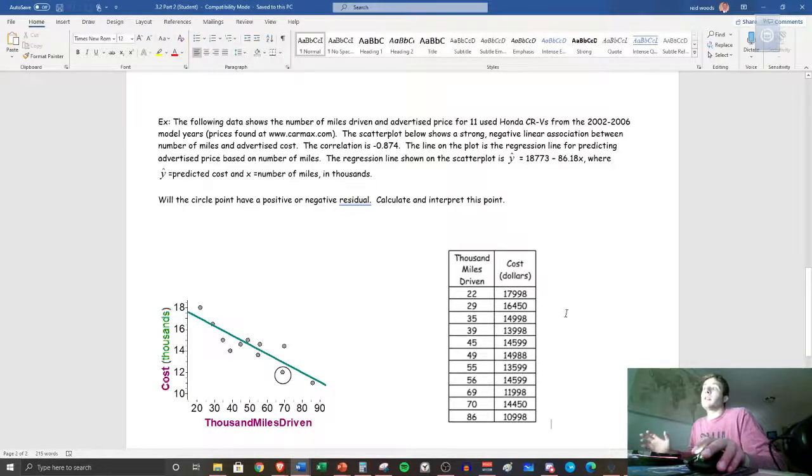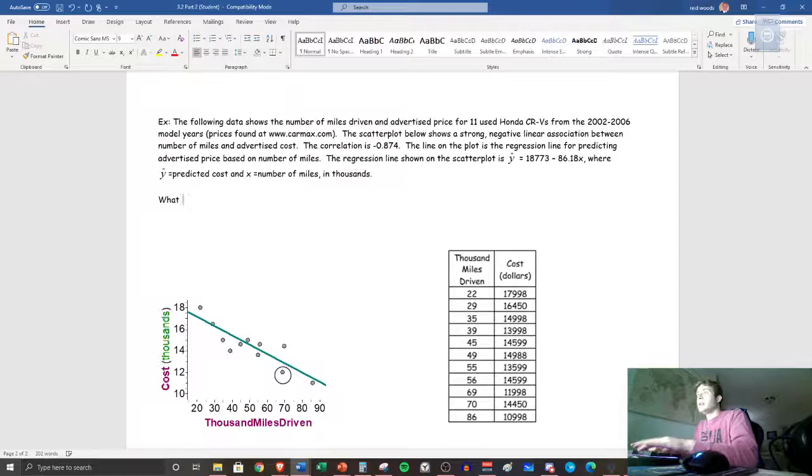So let's do a prediction here. And I'm gonna edit this. Go ahead and do this for me. Write down this, so Honda CR-Vs, 2002 to 2006 model years, okay? And you can put this right here. Y hat is predicted cost, X is number of miles, and then you can also write this formula down in your notes, okay?